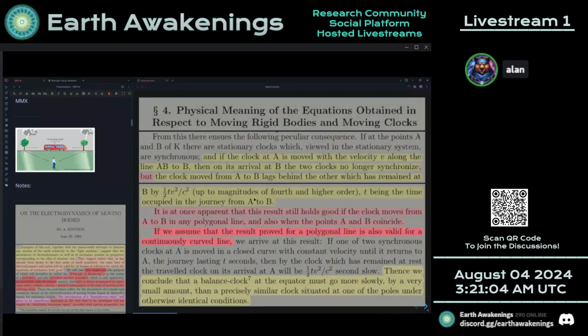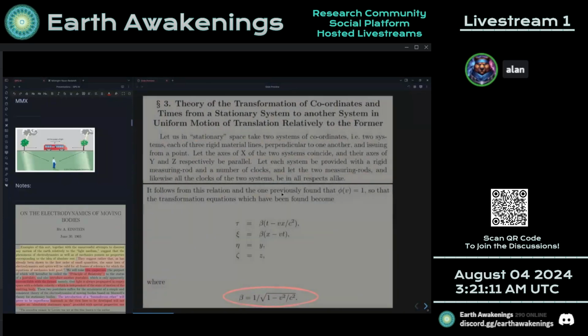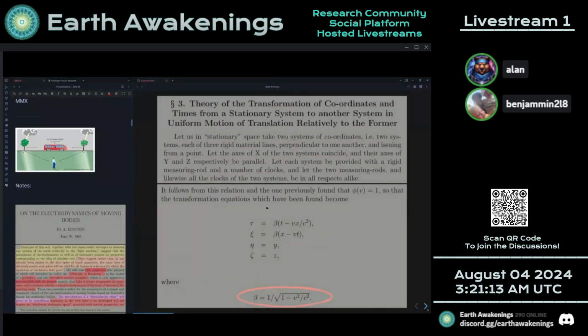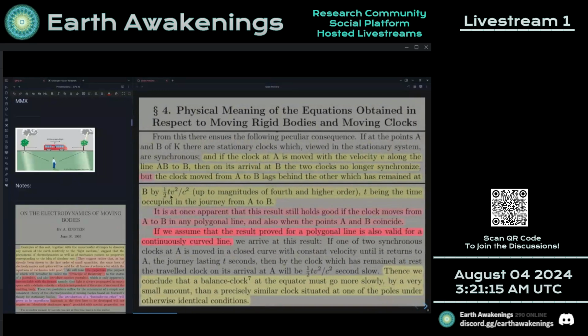All right, and then we get into the physical meaning of the equations with respect to a moving clock. So we talked about clock synchronization and length contraction when you apply the correction for the square of the velocity. So he's going to show us here now where his equations apply and how much this clock is going to be desynchronized due to its motion.